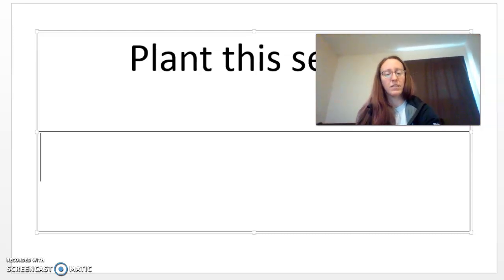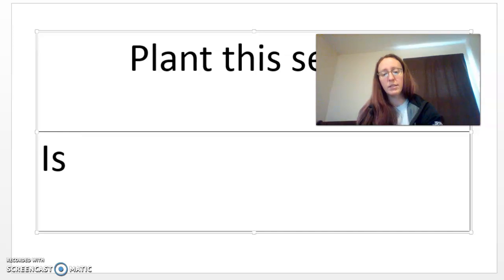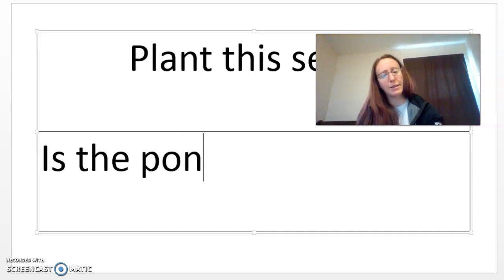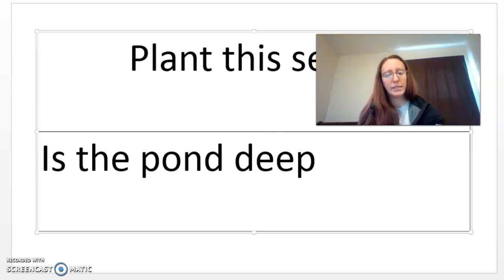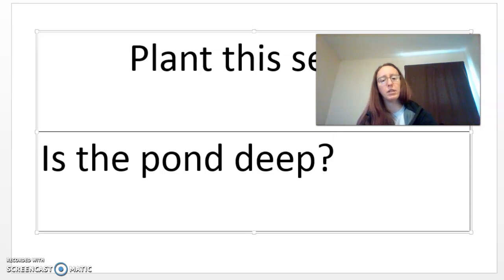So the word is my first word in the sentence. Because it's the first word in my sentence, I need an uppercase I. Is, finger space, the. The is a sight word. We should all know how to spell that. Pond, sounds in pond. And, finger space. Deep, sounds in deep. Is the pond deep? Am I going to use a period? An exclamation point? I'm going to use a question mark because I'm asking a question. Is the pond deep? And I want to make my voice sound like I'm asking a question.